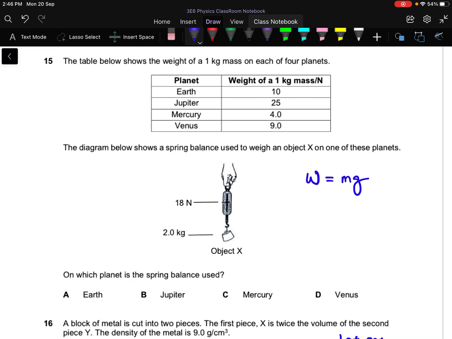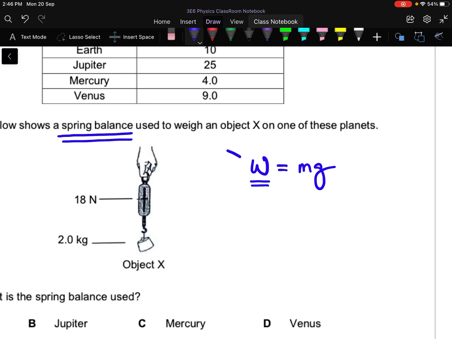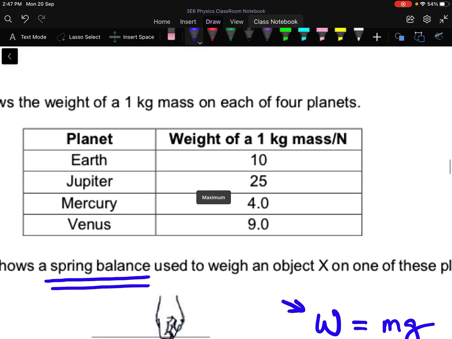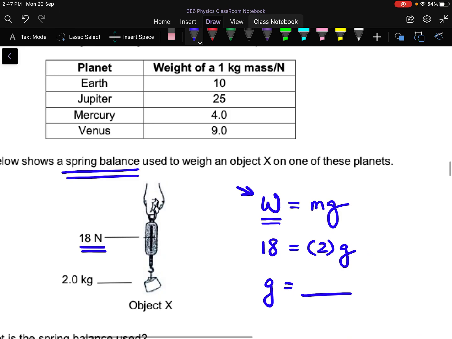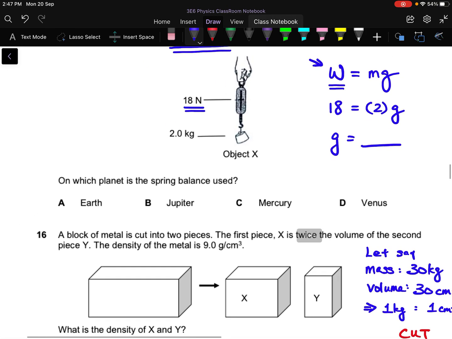So here, what you need to do for question 15 is that you should know that a spring balance is an instrument to measure the weight. And you should know that the formula to calculate the weight is mass times gravity. So from the diagram you can see that I have a spring balance showing a reading of 18 when the mass is 2 kg. From this, you can work out what the gravitational strength is, and you can compare over here. Once you do that, you should be able to find the answer.